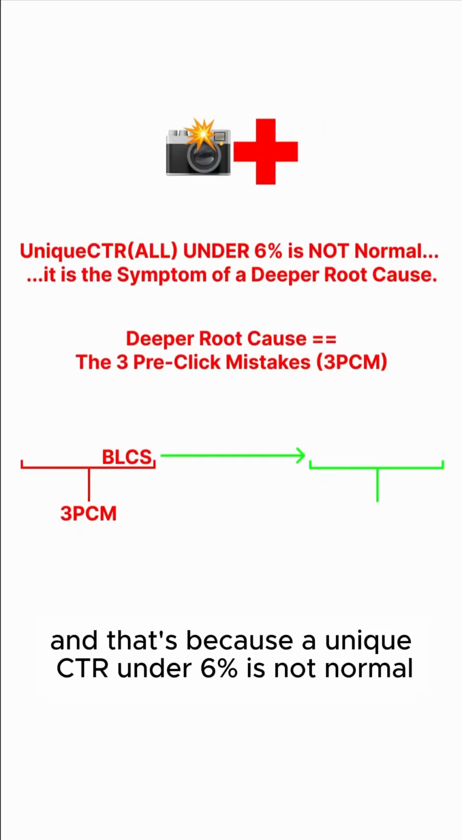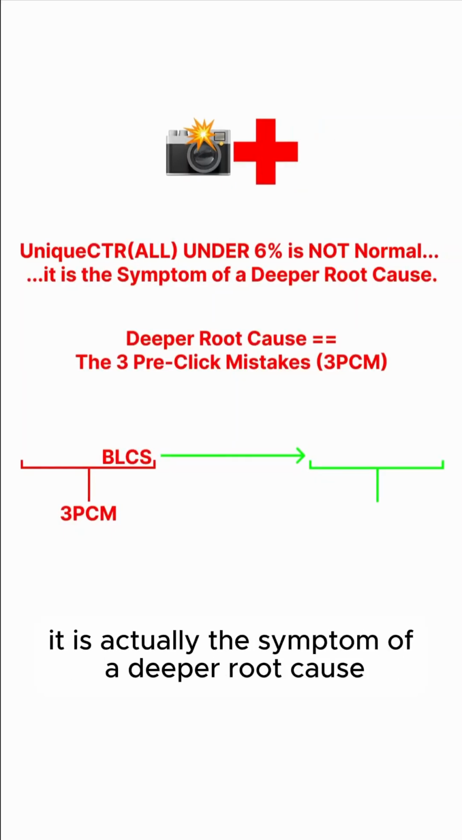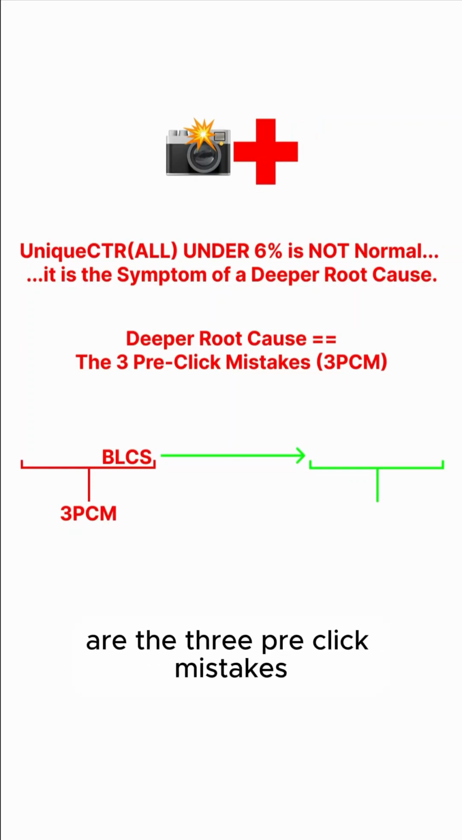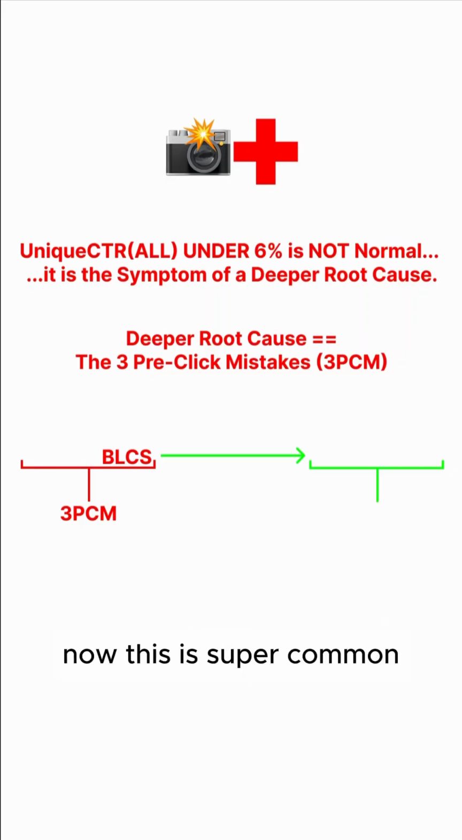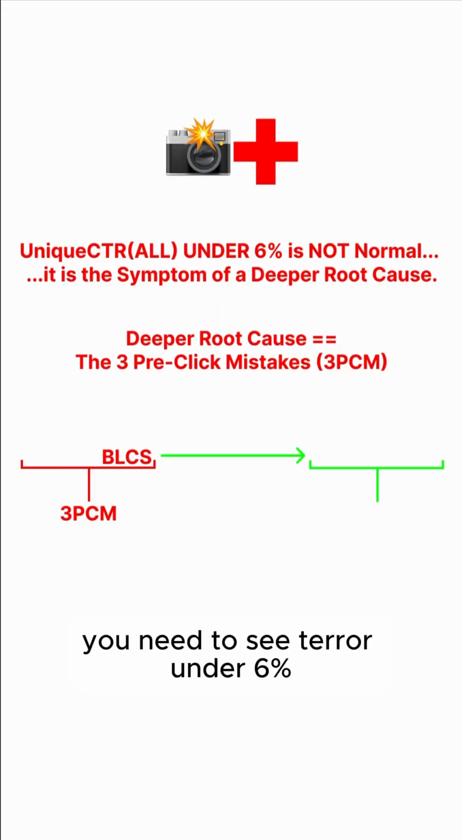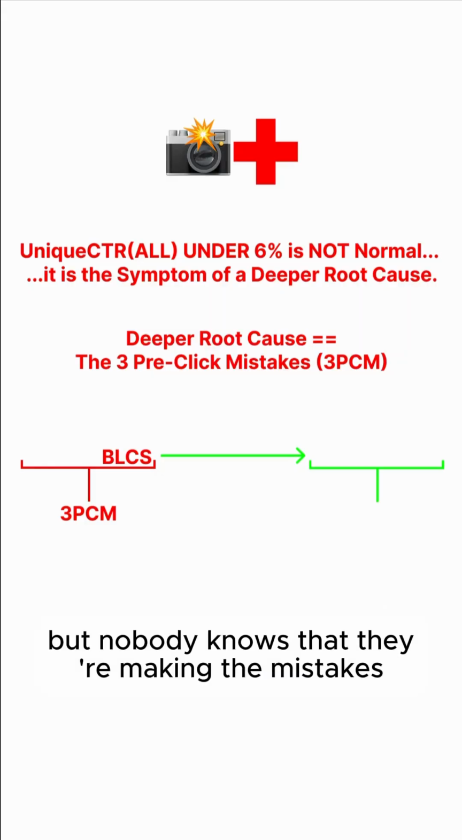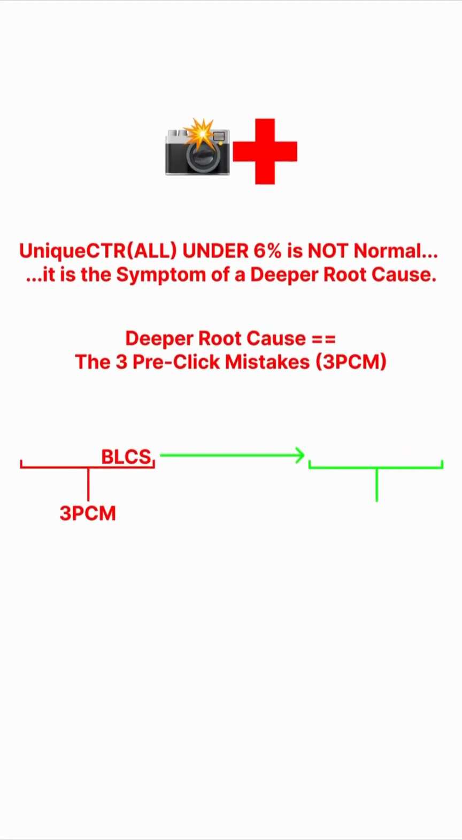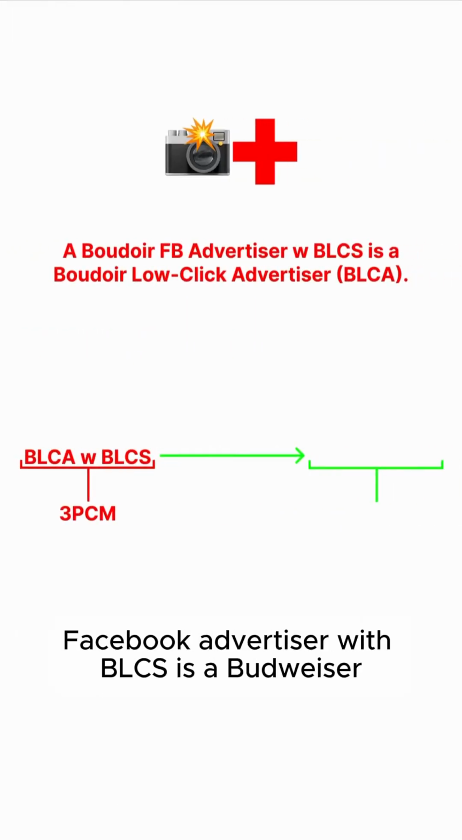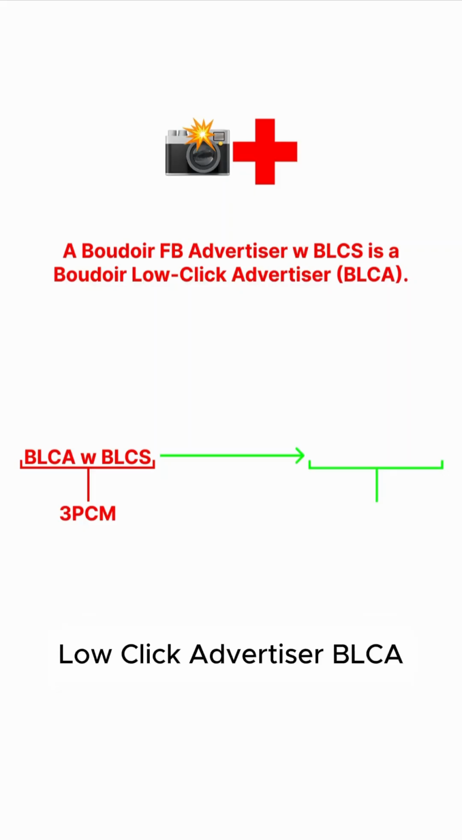And that's because a unique CTR under 6% is not normal. It is actually the symptom of a deeper root cause, and that deeper root cause is the 3 pre-click mistakes. Now, this is super common. Everyone I'm seeing is making these same mistakes, but nobody knows that they're making the mistakes. We also know that a Boudoir Facebook advertiser with BLCS is a Boudoir low-click advertiser, BLCA.